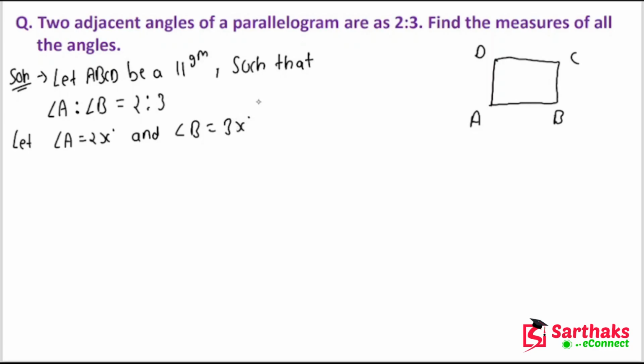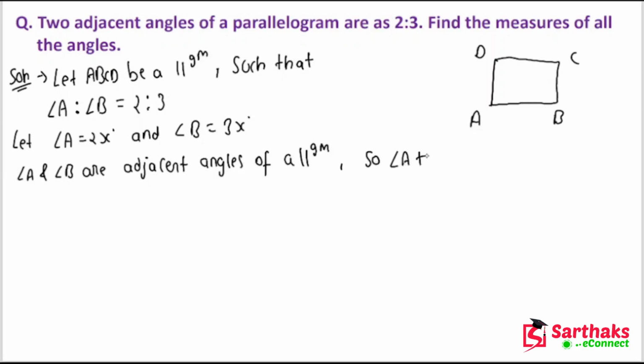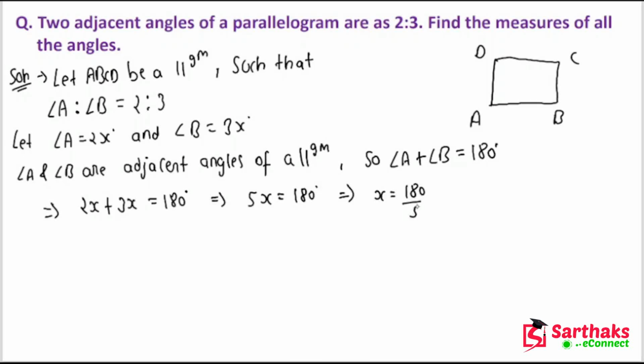Also A and B are adjacent angles. Angle A and angle B are adjacent angles of a parallelogram, right, comma. So angle A and angle B should be supplementary, so their sum should be 180 degree, which simply implies that 2x degree plus 3x degree is equals to 180 degree, which implies that 5x degree equals to 180 degree. Dividing both sides by 5, x equals to 180 upon 5, which implies that x equals to 36 degrees, right? So we have got x equals to 36 degree.